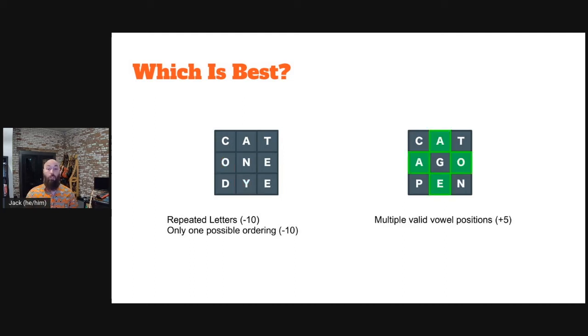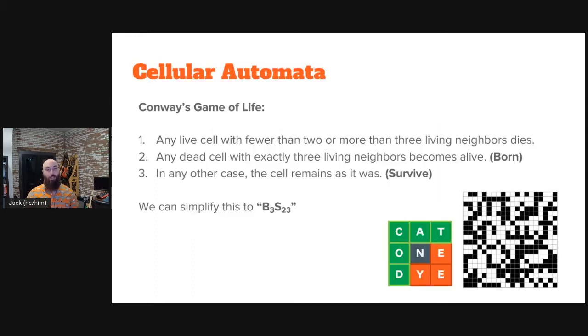Or less good. And so then we can look at this other version of, when we were doing that little search through the space of this puzzle, we ended up with these two puzzles. This one, there's multiple valid vowel positions. You can have cot, you can have tan, you can have pan, and you have multiple valid consonant positions. So this is going to generate a more interesting play, right?